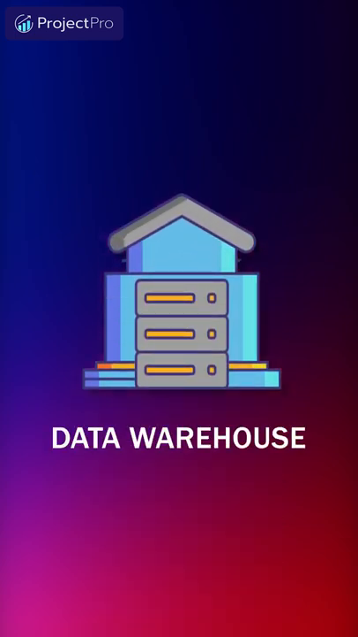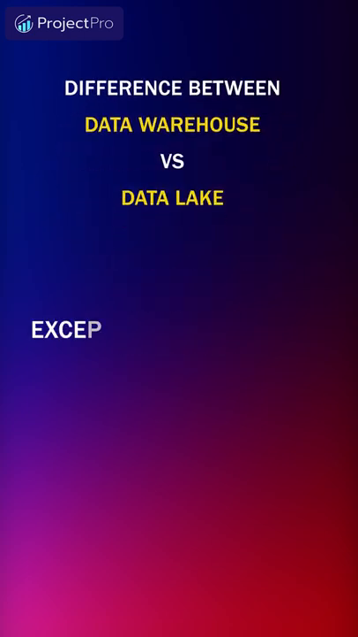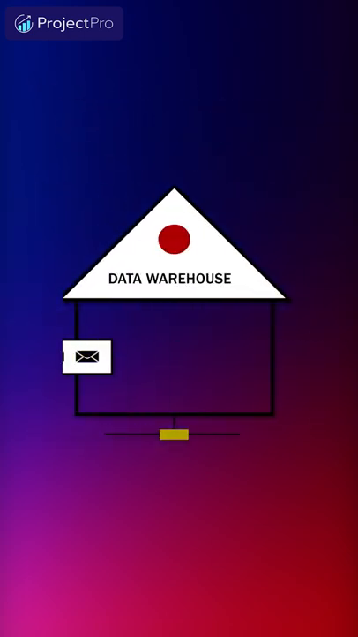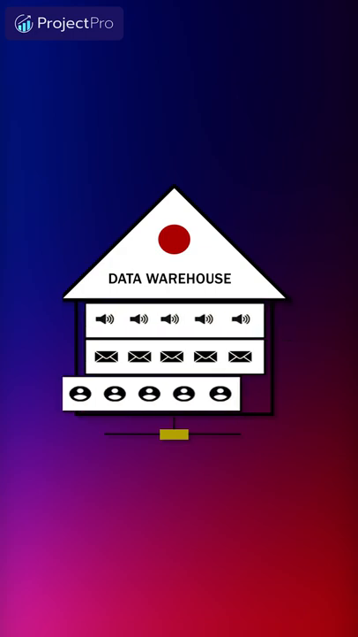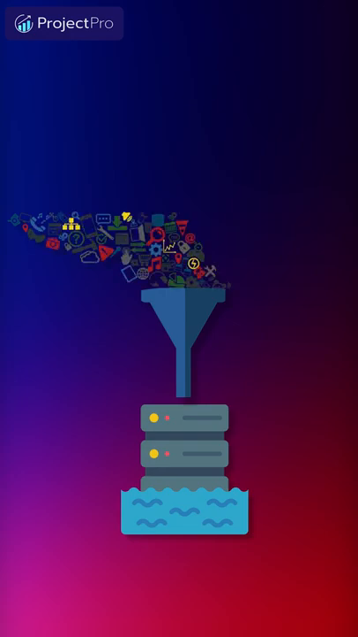Data warehouses and data lakes are both used for storing data. So what's the difference between them? Well, except for the primary purpose, almost everything. A data warehouse is used for storing curated data that is currently being used or has a known purpose. On the other hand, data lakes are storage units for unorganized raw data that currently has no specific purpose.